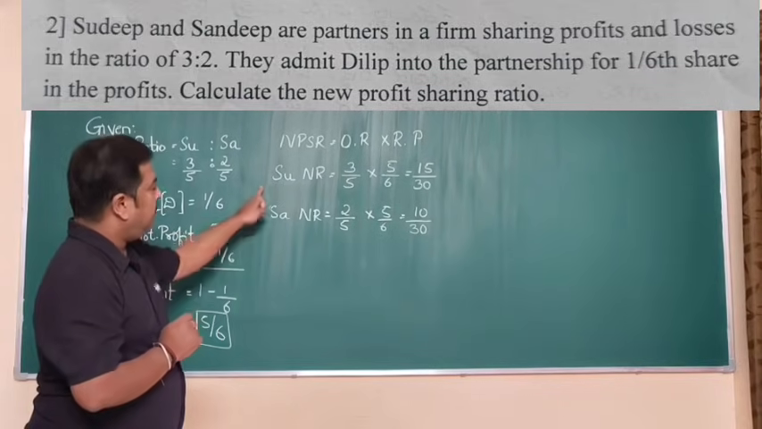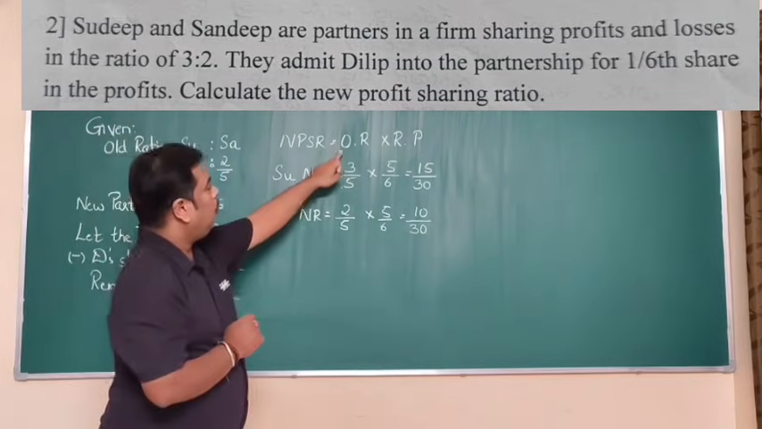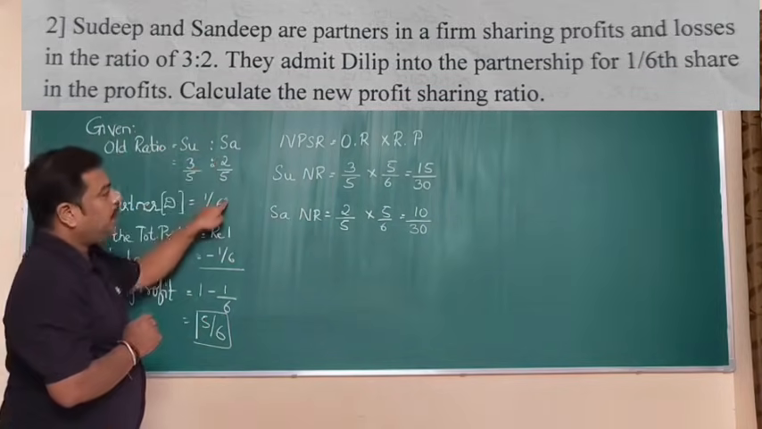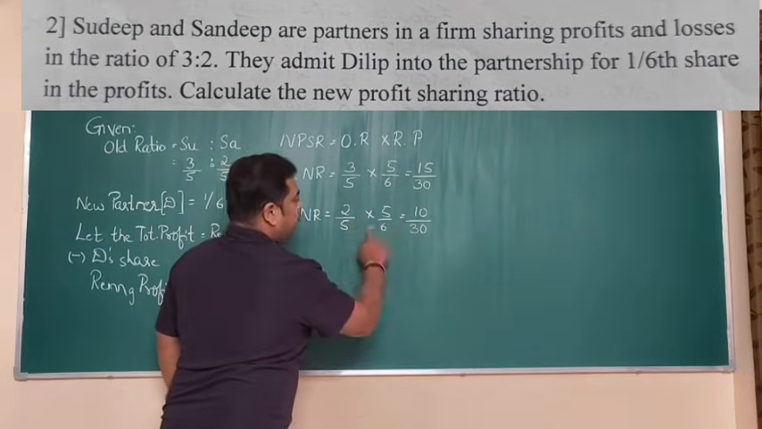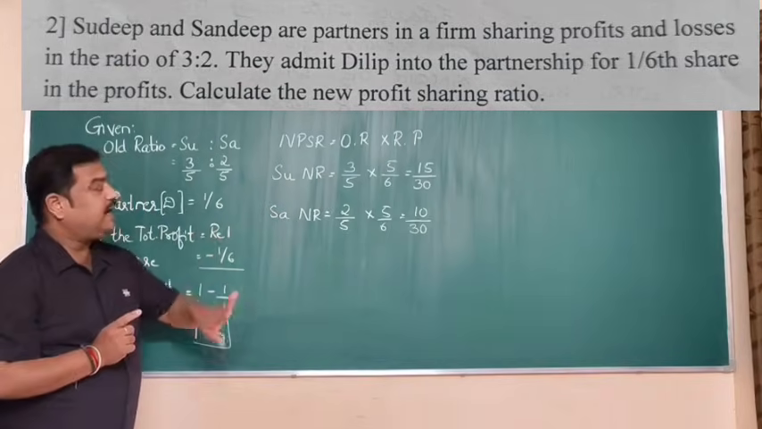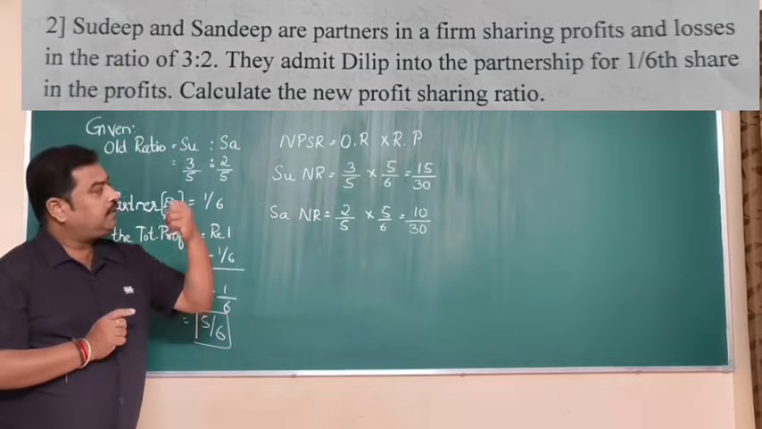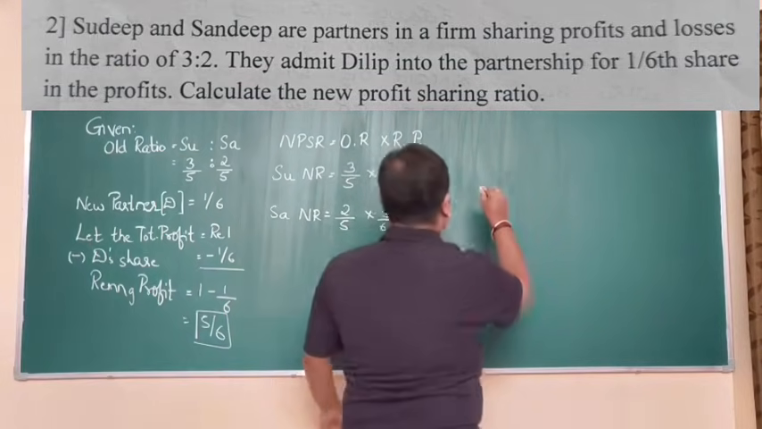Similarly, Sandeep's new ratio is equal to Sandeep's old ratio 2/5 and the remaining profit 5/6. So 2 5s are 10, 5 6s are 30. This is our second step. Third step, final step, will represent the answer, final representation.